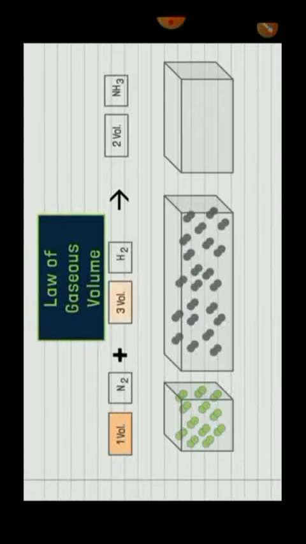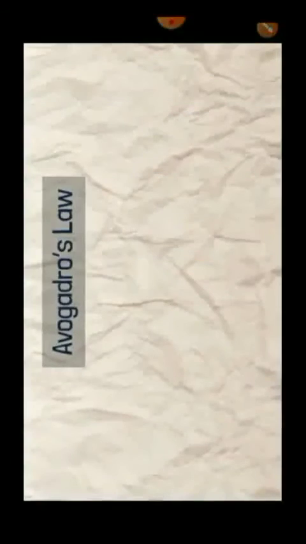For example, if 1 volume of nitrogen is mixed with 3 volumes of hydrogen, we will get 2 volumes of NH3. So here the ratio of volumes of gases is 1:3:2. Okay, this law is only for gaseous volumes. Now, let us see another law, which is Avogadro's law.